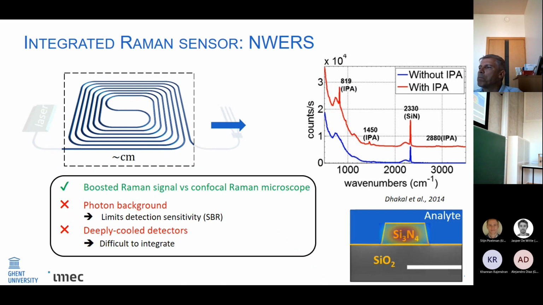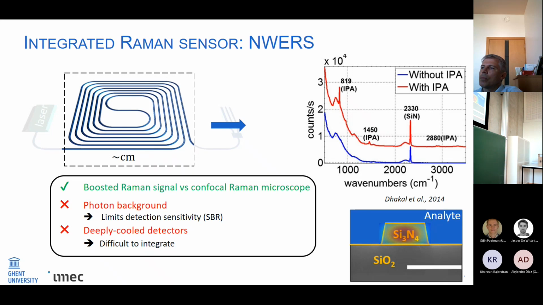So again, coming back to this integrated Raman sensor where you have this long spiral waveguide, I showed you, okay, you can detect liquids. In that case, it has a boosted Raman signal compared to a confocal Raman microscope. But as you can see, there's also this blue background, which you can also see here, with the spectrum where the Raman peaks are present, but this is our photon background. Which in the end will limit our detection sensitivity because it will become very hard to distinguish the background from the signal features, and therefore it will in the end make it more difficult to detect low concentration elements.